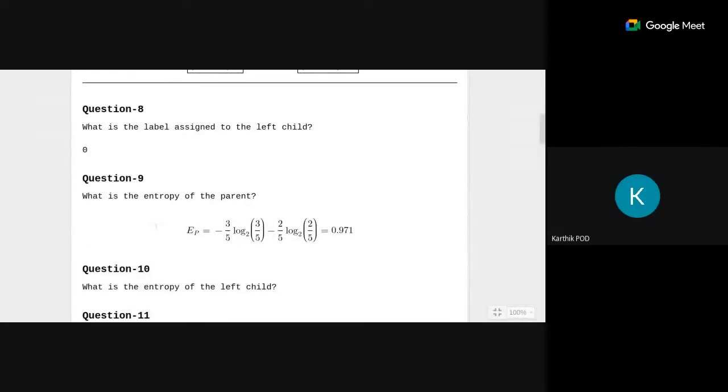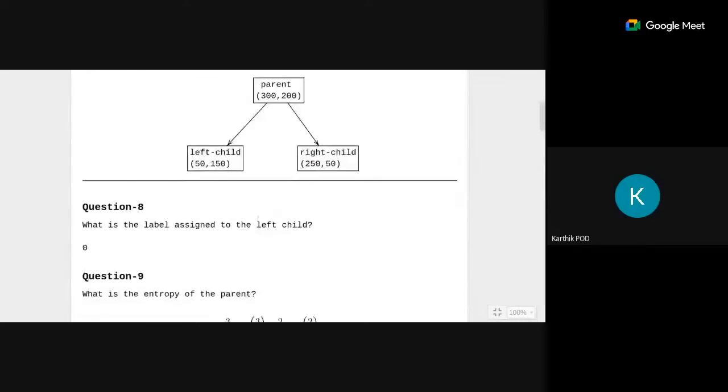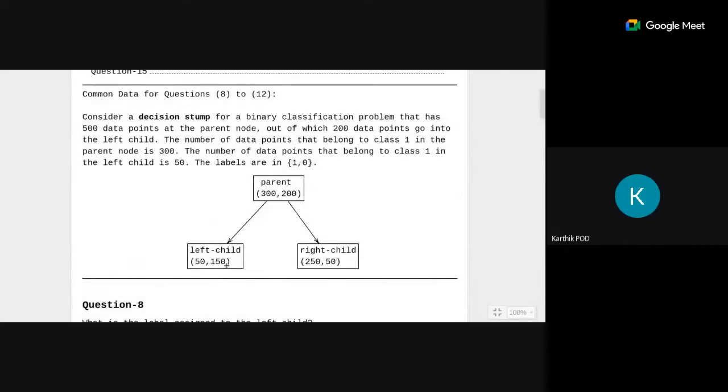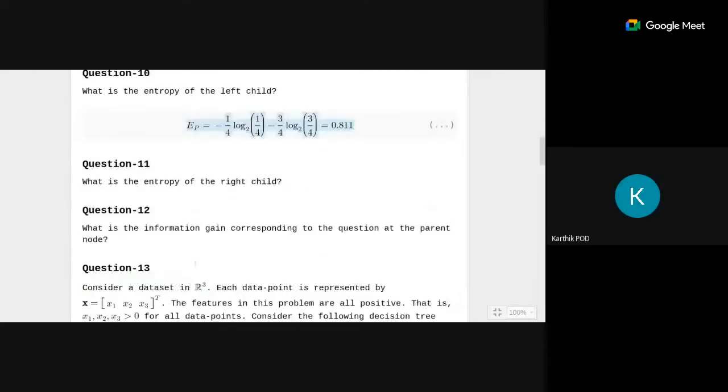Okay, anyway, that is the entropy of the parent. Now, what is the entropy of the left child? What is the proportion for the left child? It's 1/4. We just replace the whole thing with 1/4 and 3/4. If you compute this, it turns out to be 0.811.